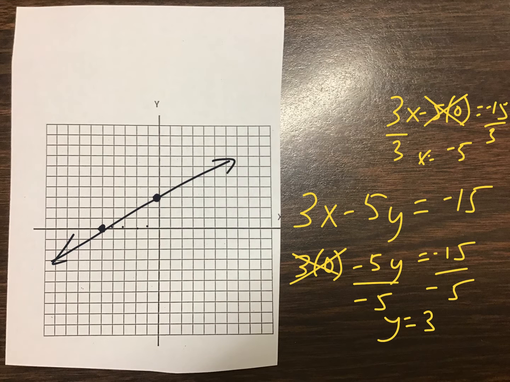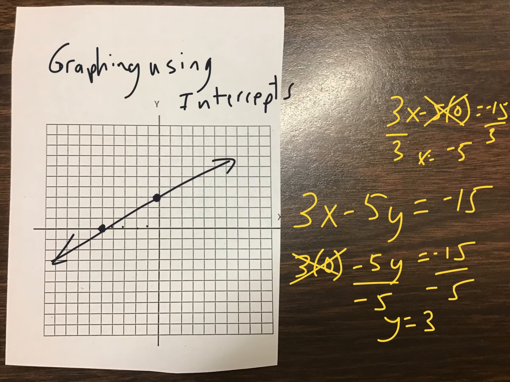So we only have to do 2 of these problems? You know, I have to have 2 points. That's correct. So we're graphing using intercepts. So we found when we put the 0 in for x, we found the y-intercept. When we put the 0 in for y, that found us the x-intercept. That's weird. Yeah? It works.